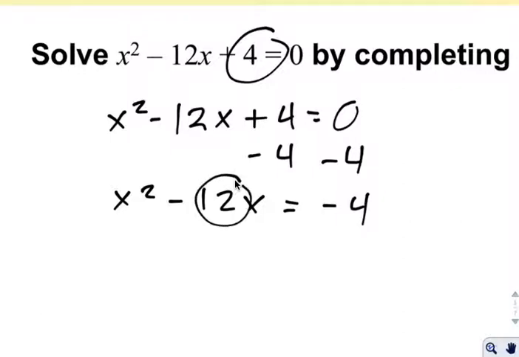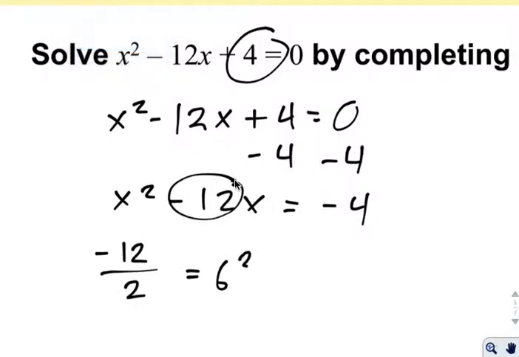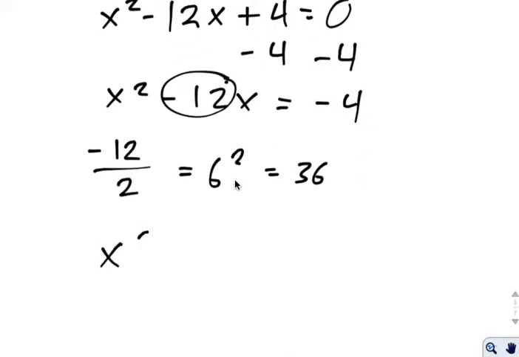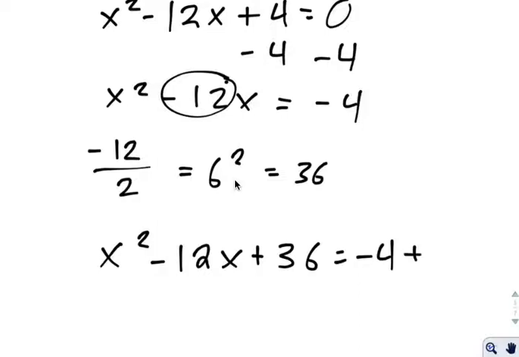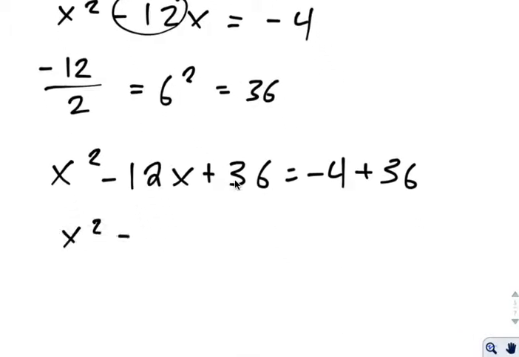Now I can do my steps to find my new c value. So I take the coefficient b. This is actually a negative 12. So negative 12 divided by 2 equals negative 6. I square it and I get 36. And now I write that in as my new c value. And remember, this is algebra, so whatever we do to one side of the equation, we have to do to the other side. So now I have x squared minus 12x plus 36 equals 32.